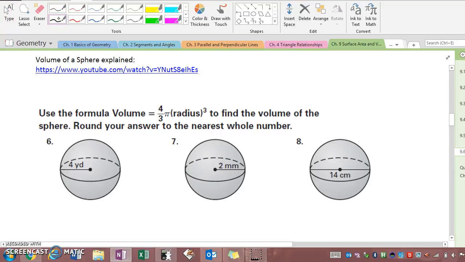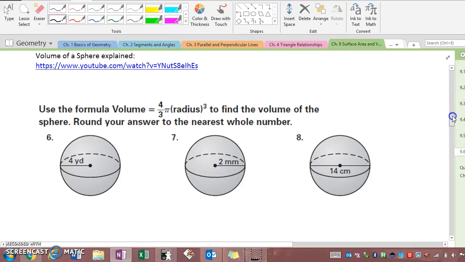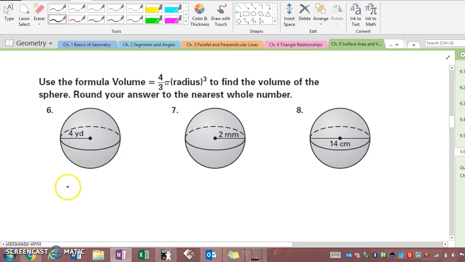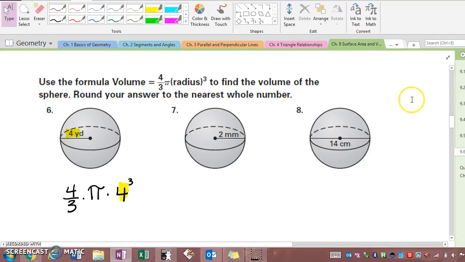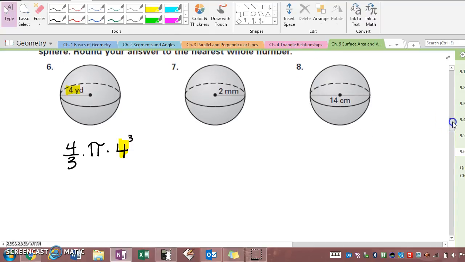Okay, so number 6. Let me move this up a little bit. We're going to say 4/3 times pi times radius cubed. Here's your radius, and that's what belongs there. Okay, I'll show you 2 different ways to put it in the calculator, and you can decide that.